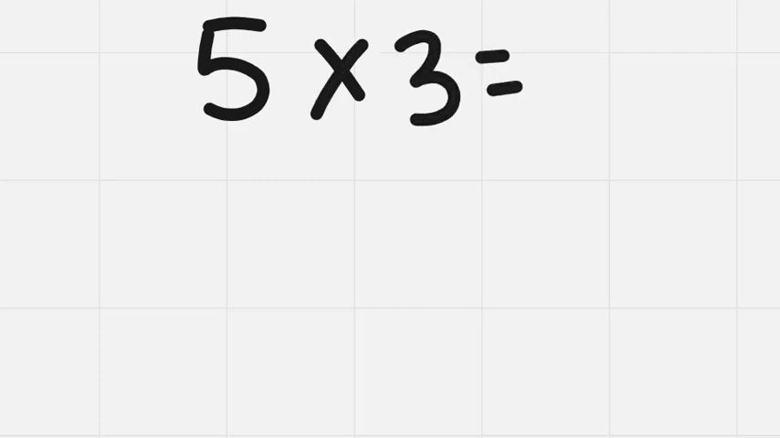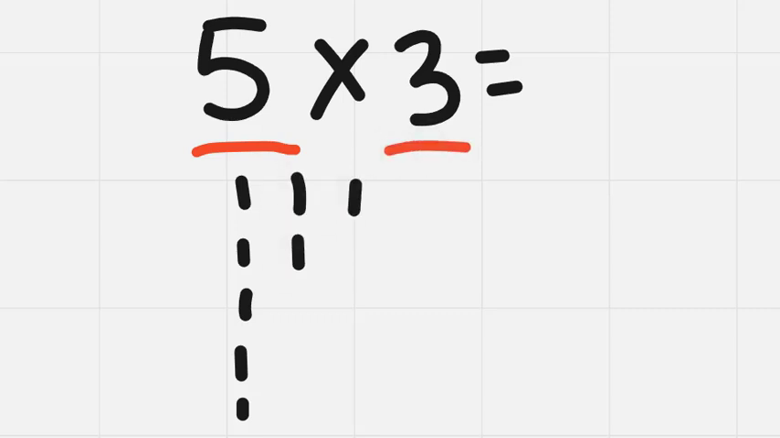Let's see an example. If we had 5 times 3, we can draw an array. We do that by looking at the first number, 5. That will tell us how many rows. 1, 2, 3, 4, 5. The next number, 3, can tell us how many in each row. This is how you can draw a picture of a multiplication problem.